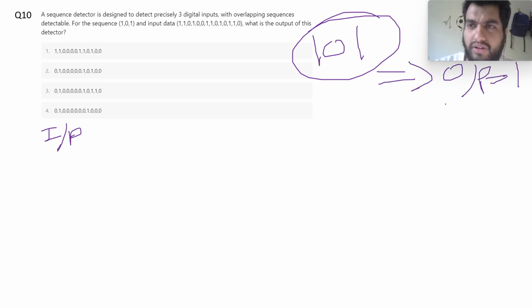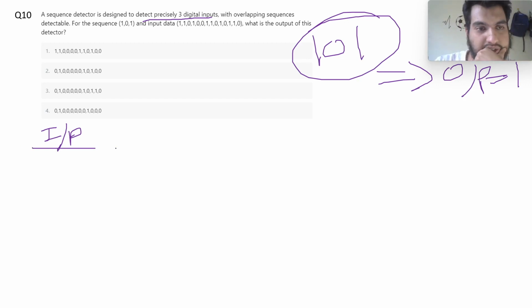The first output will only be there when 3 bits are given as the inputs. Till then, there will be no output. Because 3 bits are detected precisely, you can see the number of inputs is 14 and the number of outputs is 12. So only when the third bit is given will the sequence detector give me the outputs.